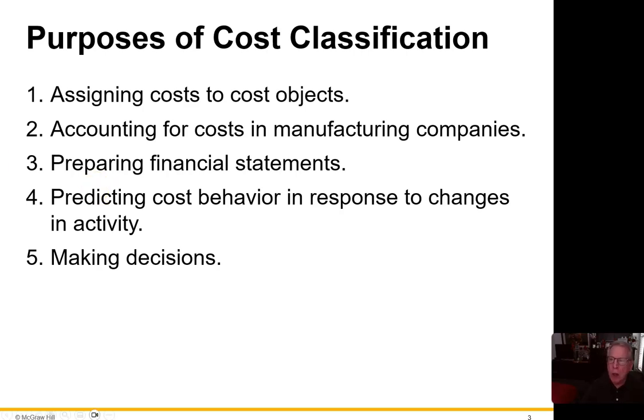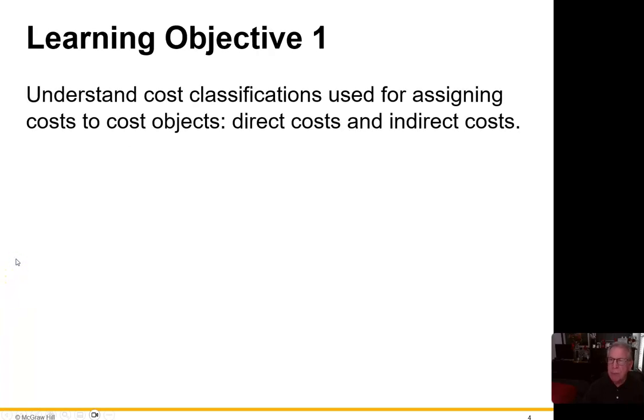And here we're going to look at the purposes of our cost classifications. Number one, assigning costs to cost objects. Number two, accounting for costs in manufacturing companies. Number three, preparing financial statements. Number four, predicting cost behavior in response to changes in activity. And finally, number five, making decisions.